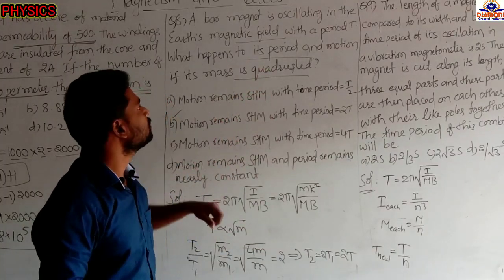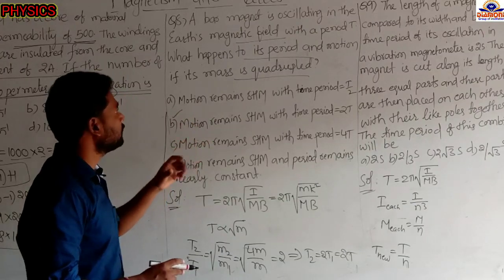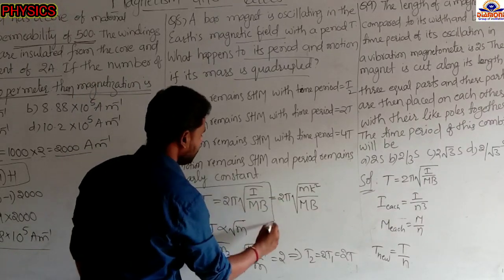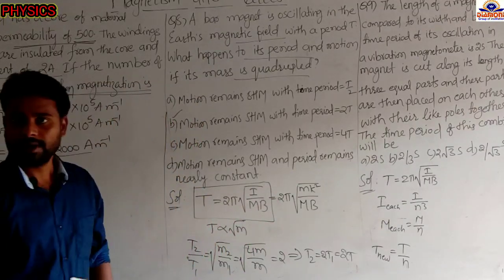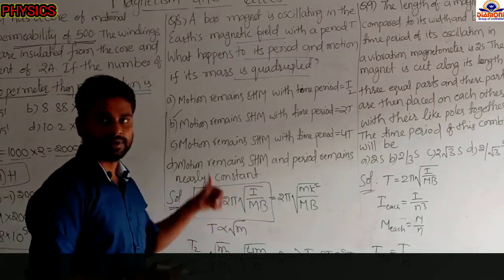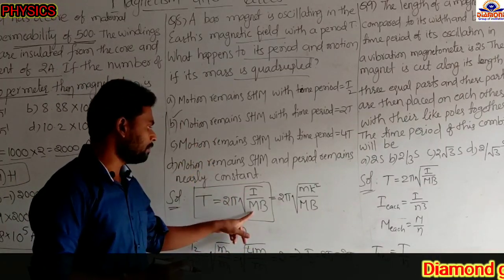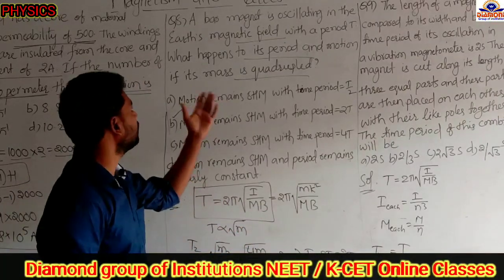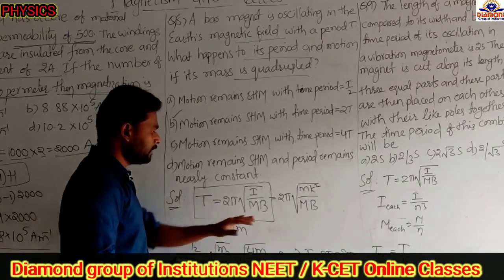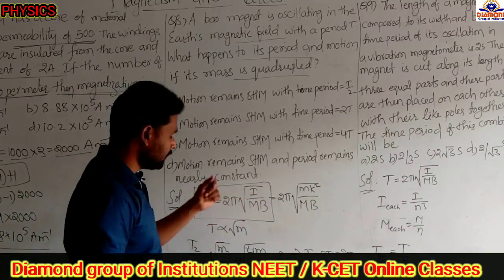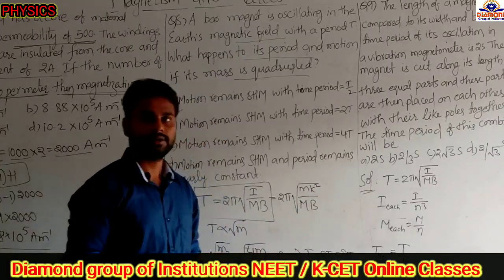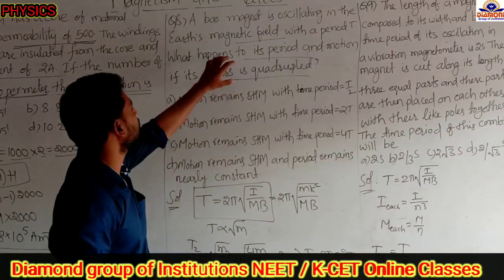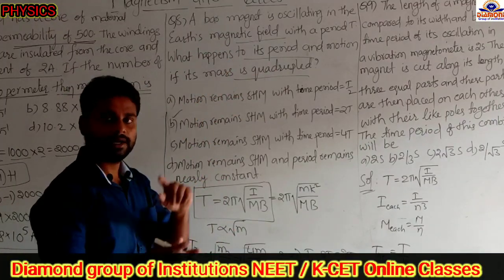Now the time period. If a bar magnet is oscillating in the earth's magnetic field, then the formula for the time period is T equals 2 pi into root I by MB. I is the moment of inertia of the bar magnet, M is the magnetic moment, and B is the external magnetic field, that means the earth's magnetic field. Here we are not changing these; only the moment of inertia, whose formula we know, is m into k square. Remember the formulas. Here the mass is quadrupled, so it becomes 4 times.